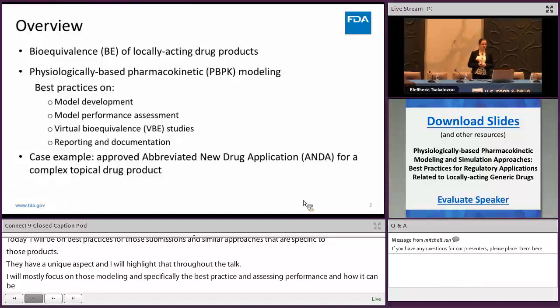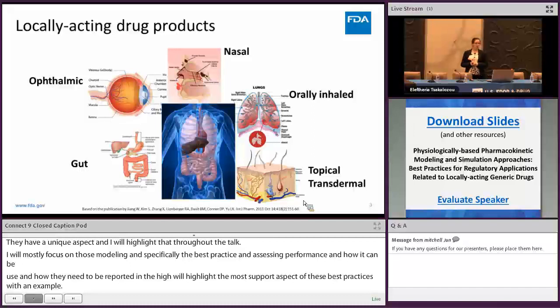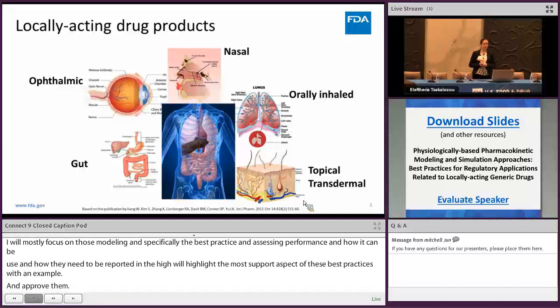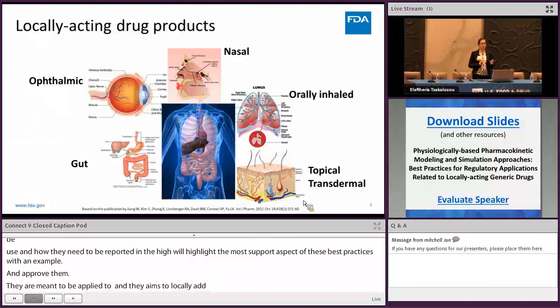complex topical drug product. So locally acting drug products are meant to be applied to the eye, the nose, the lung, the skin, and administered to act locally in the gut. They aim to act locally at the site of application, but they may also act systemically, such as, for example, transdermal delivery systems. And you can appreciate from these figures the complex physiology and anatomy of the target sites for all of these drug products.